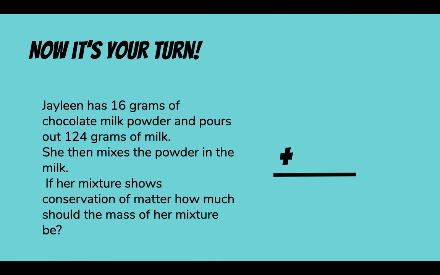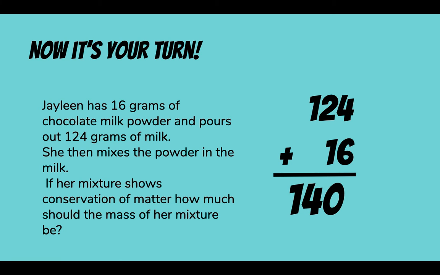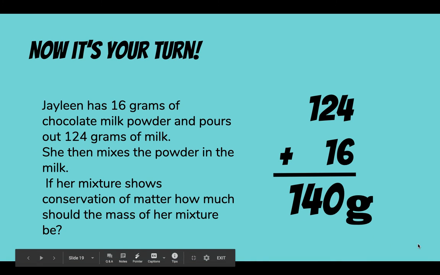Well, we know that we're going to need to add both of them. So we have 124 grams of milk, 16 grams of that chocolate powder, and that is going to give us 140, don't forget your units, y'all, grams. So in order to show conservation of matter, that mixture needs to be 140 grams. It was, so we know that matter, or mass in this case, was conserved.